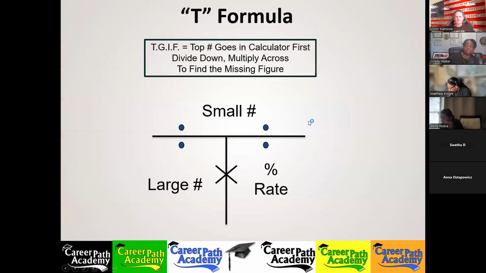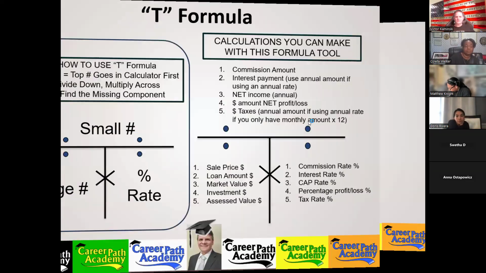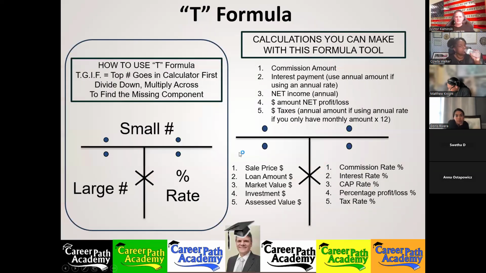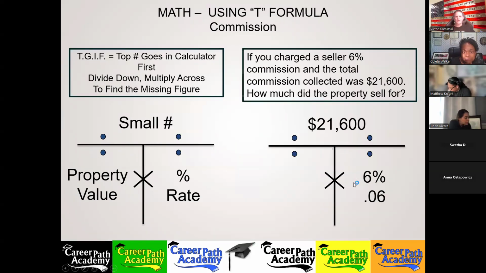So once again, here is the T formula. And here's the T formula and all the different math problems that you use to figure out. We're going to be using it to figure out number 3 here, the cap rate. So we need the net income, net annual income, cap rate, and market value. So let's start off with one here about your commissions. If you charge a seller 6% commission and the total commission collected is $21,600, how much did the property sell for?